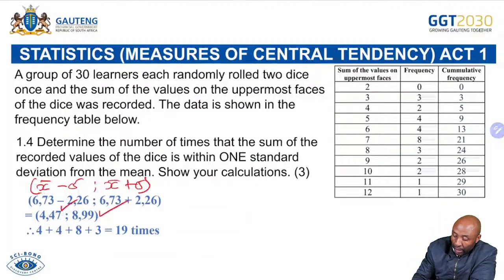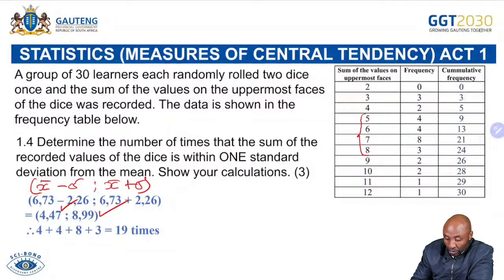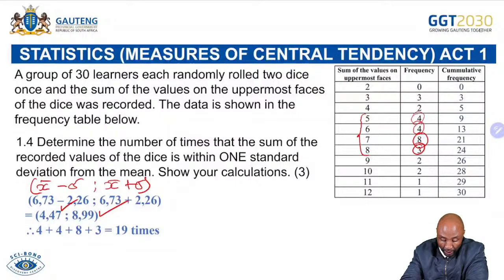Remember, we come here, it has to be, so we are counting from 5 up to 9. So 8,99, it means we can't include the data items that are more than 9, so we stop at 8,99. So if you check this, this is how we get the number. It is going to be 4 plus 4 plus 8 plus 3. And this will give us 19 times. That is what we will get.